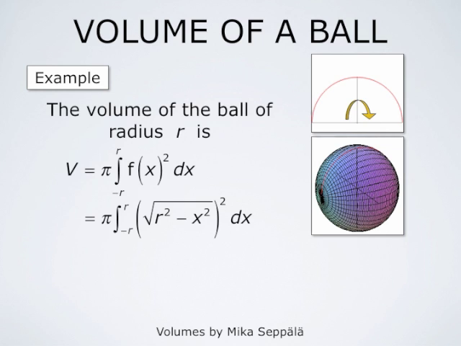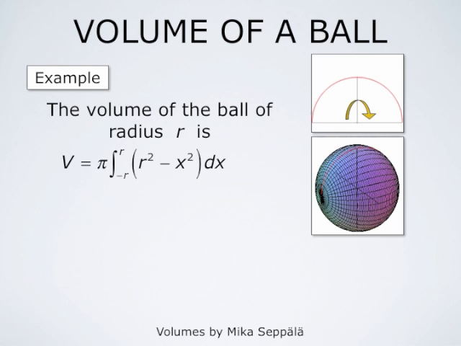Now, by the volume formula, the volume of this ball of radius r is pi times integral from negative r to r of f of x squared dx. That is pi times integral from negative r to r of square root of r squared minus x squared, squared, dx. But square root squared is simply the expression under the square root, and therefore the volume is pi times integral from negative r to r of r squared minus x squared dx. And this is now simple to compute because we simply integrate the polynomial.